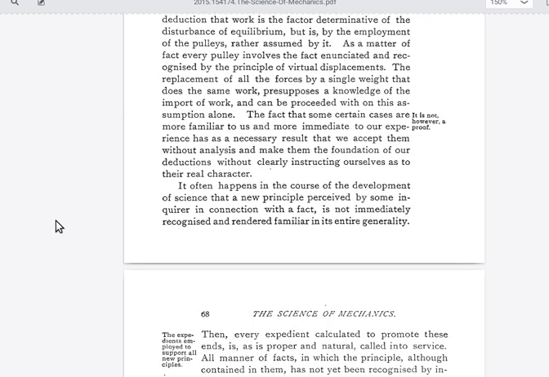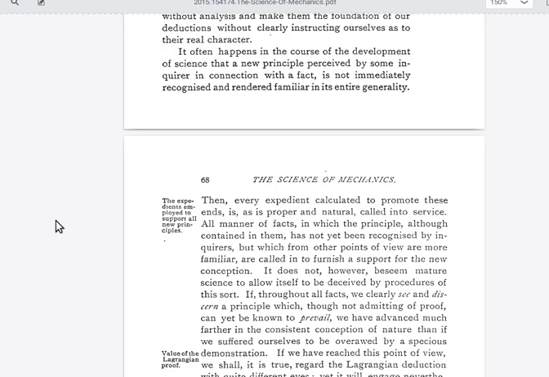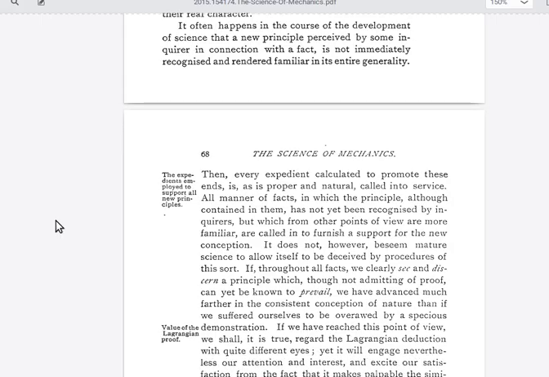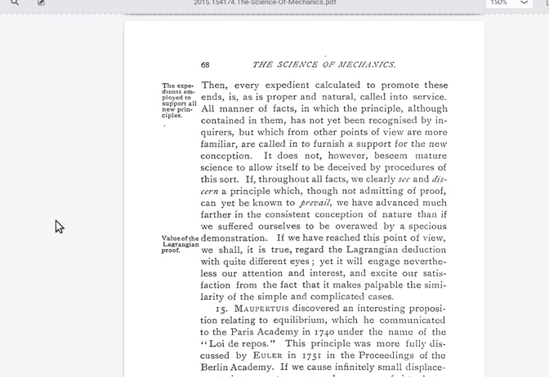It often happens in the course of the development of science that a new principle perceived by some inquirer in connection with a fact is not immediately recognized and rendered familiar in its entire generality. Then, every expedient calculated to promote these ends is, as is proper and natural, called into service.